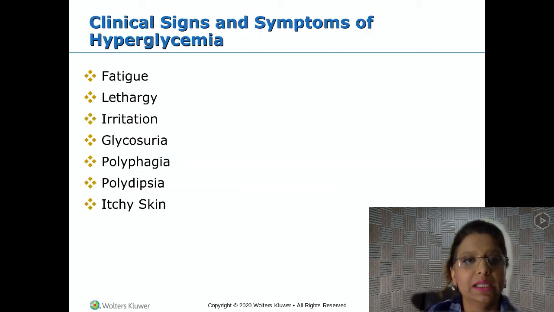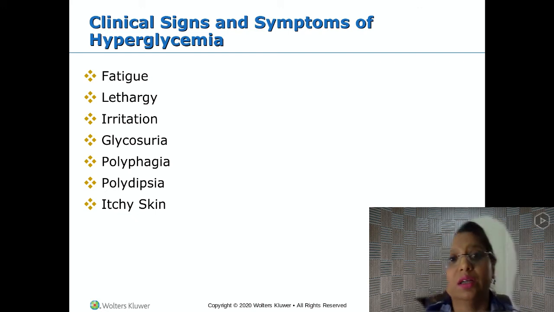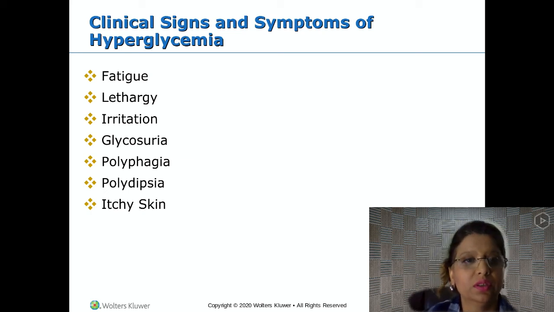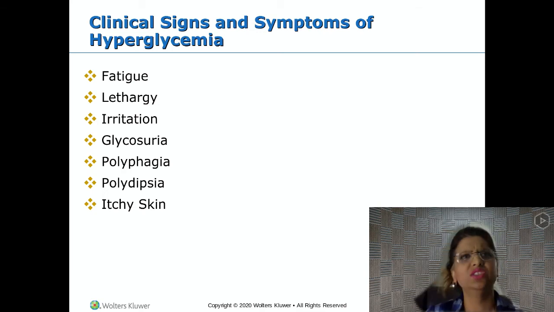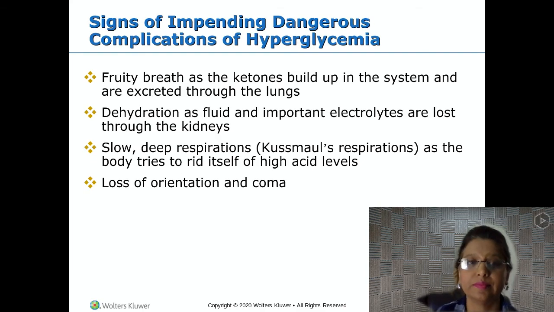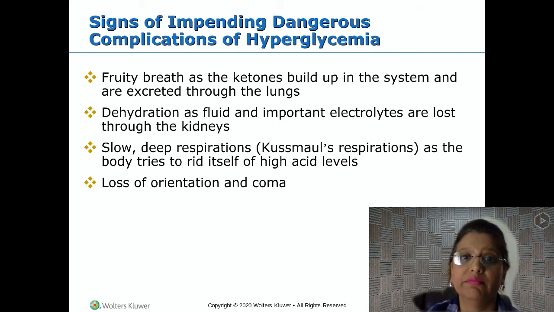Clinical signs and symptoms of hyperglycemia. What are the clinical signs and symptoms of hyperglycemia? If a person is having very, very high blood sugar, they might feel tired, lethargy, excessive sleepiness. If a person is too sleepy, it's a good thing to check your blood sugar. Irritability, it's like, oh, he's irritated with this person. Not really. Check your blood sugars also. Are you low in your blood sugars, or are you high in blood sugars? Glycosuria, blood sugar in the urine. Polyphagia, polydipsia, polyuria. Too much urination, too much eating, and too much drinking water. Itchy skin, very dry and itchy skin. Why am I itchy all the time? Check your blood sugars.